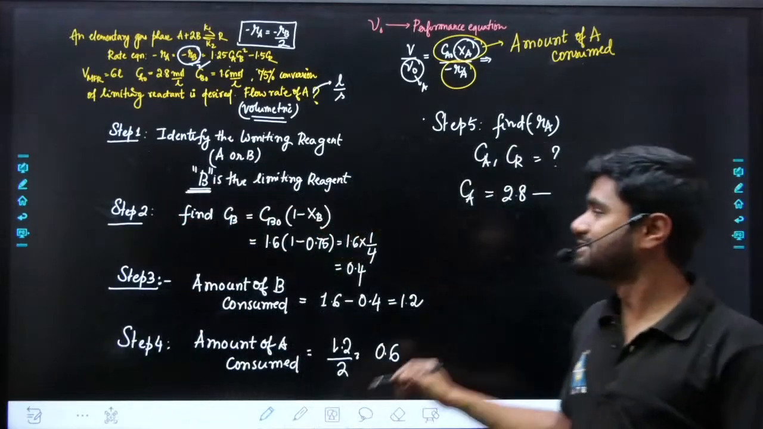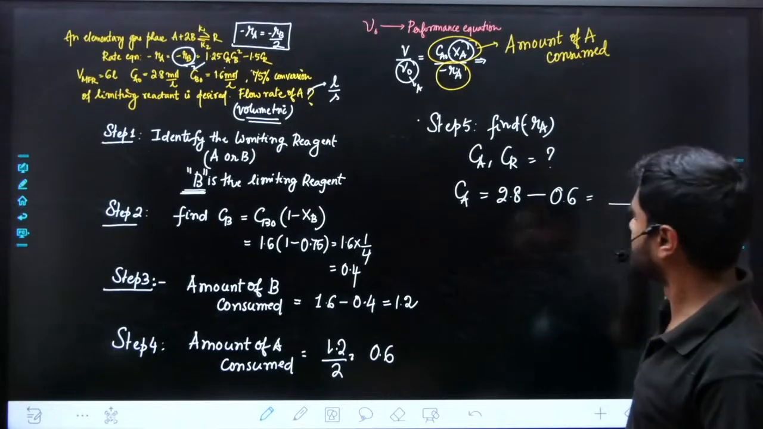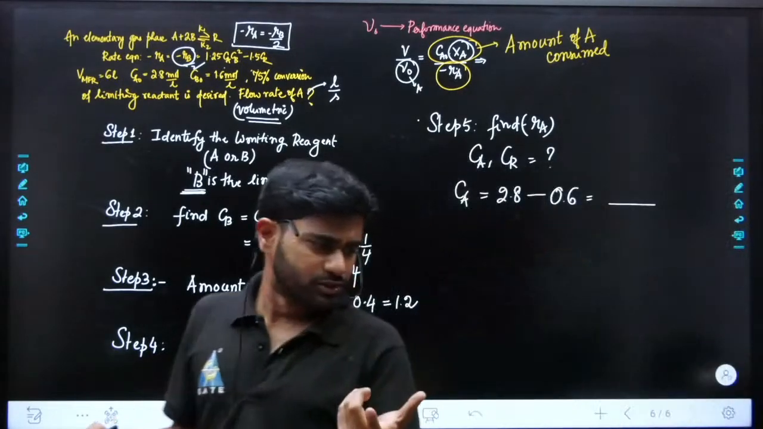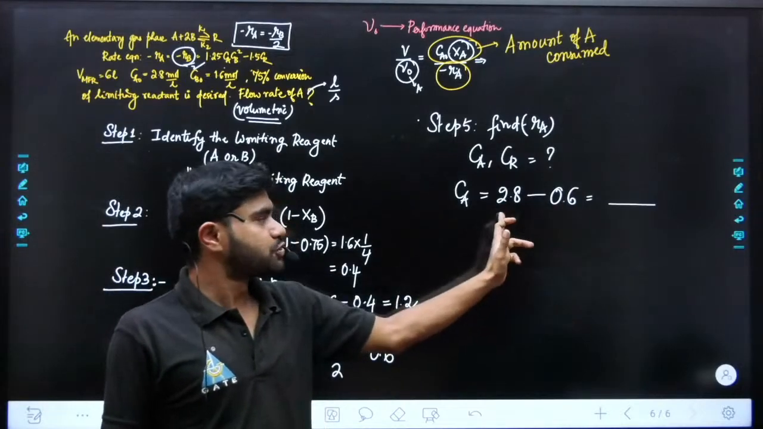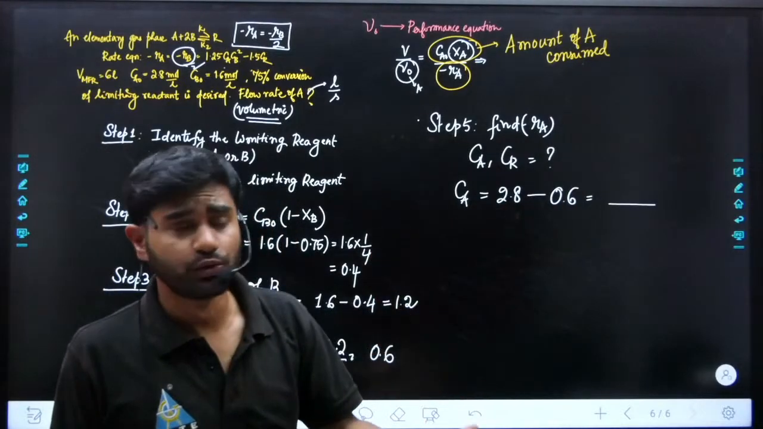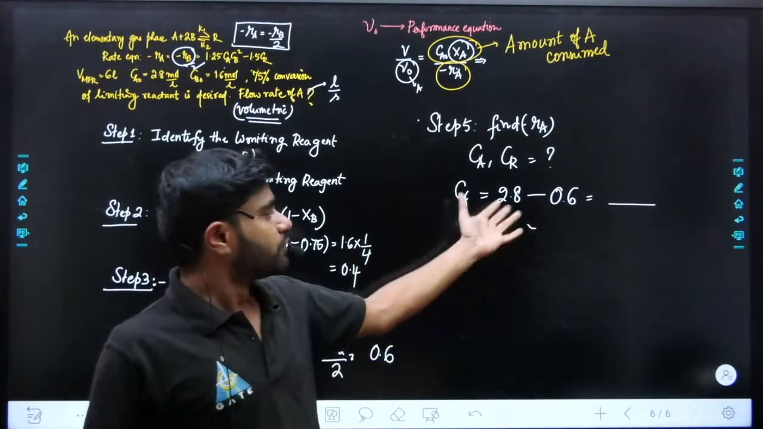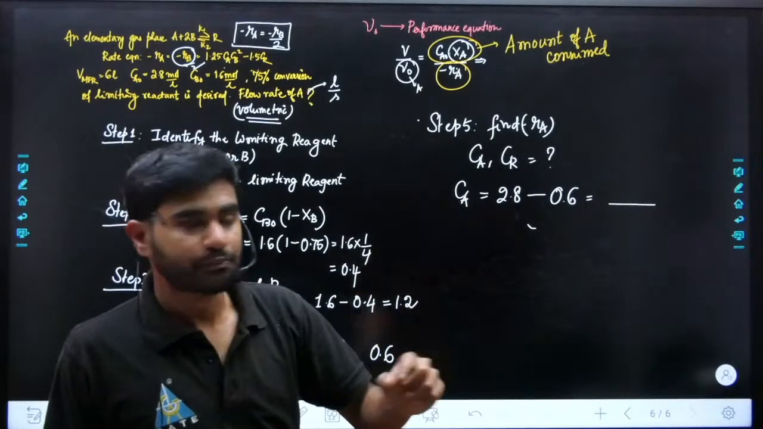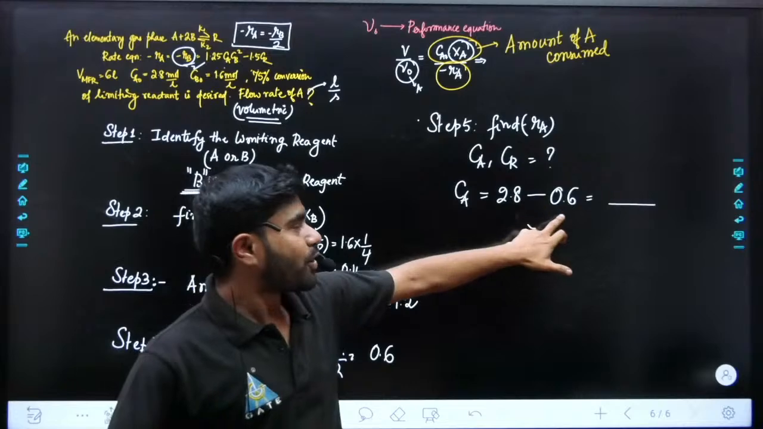So it is minus 0.6, that will give you something as CA. The CA will be something. You just let me know the answer if you know it. So the value of CA has to be 2.8, which is the initial value, and if you subtract the amount of consumption, we get the value for the CA.